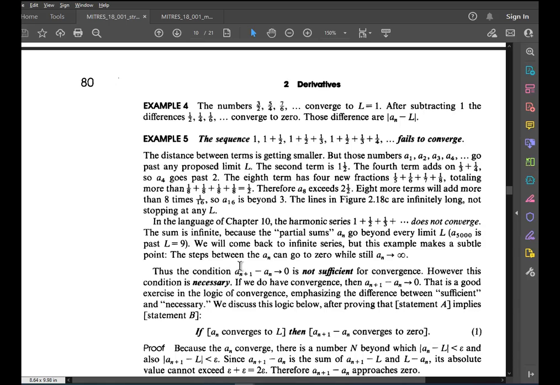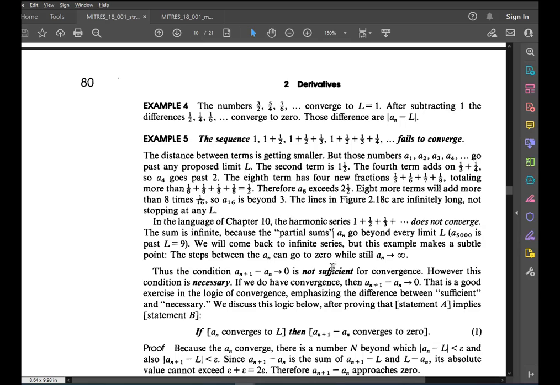Anyway, the upshot here is that if you're adding smaller and smaller terms, that's not sufficient to guarantee that the sequence has a limit. In other words, if I take the difference between two terms, and that difference is getting smaller and smaller, it's still not true that a_n has to converge. And here's an example, right? Because the difference between a_n and a_(n-1) is just 1 over n, which certainly goes to 0, but this sequence does not converge.